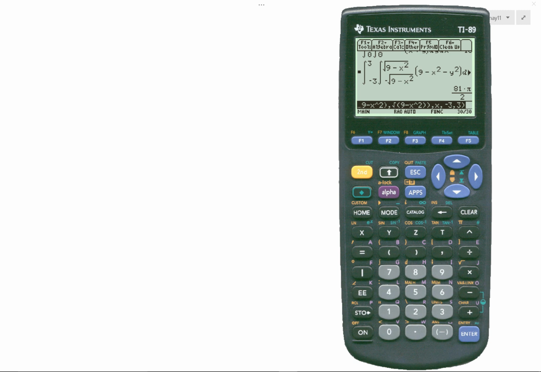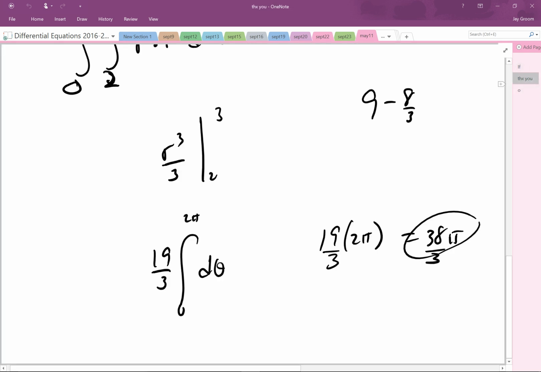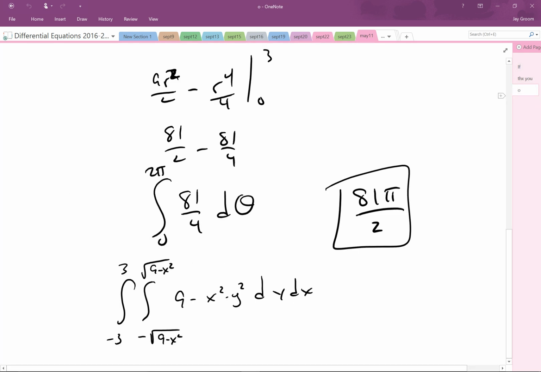Bam! Nice. It makes me happy when it works. It's just pleasant. It's a pleasant feeling. Okay. Now, again, sometimes it's just a lot nicer. Even on your calculator, it makes it a lot easier to do.